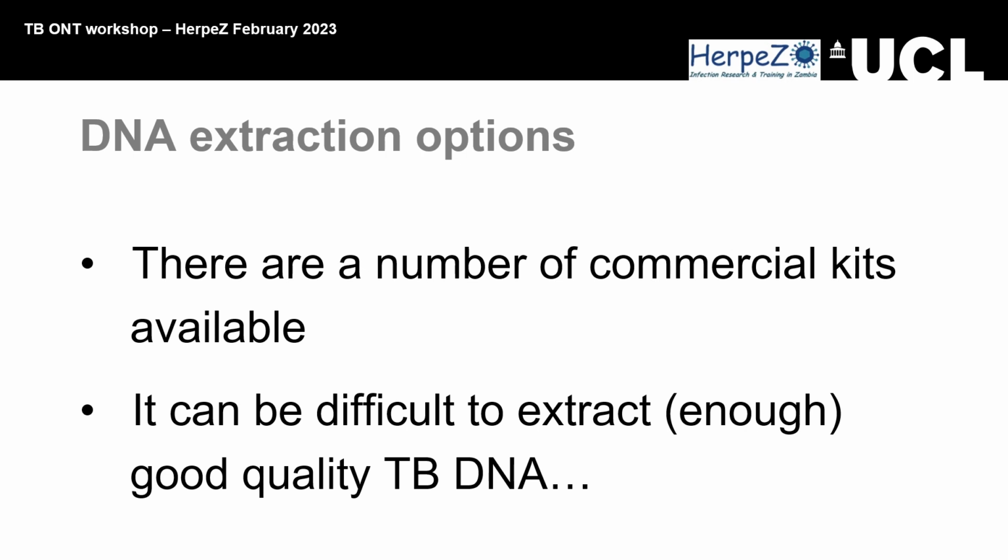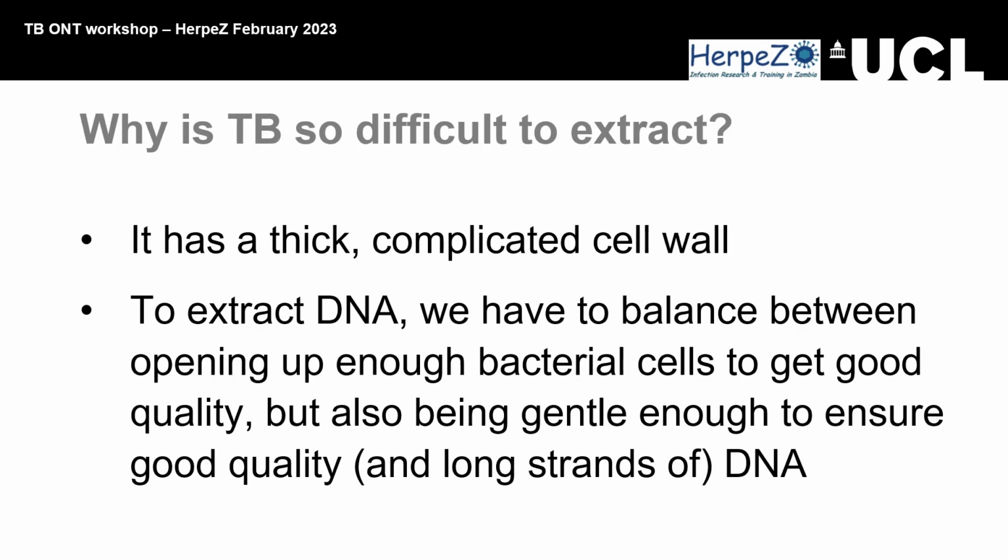So why is TB DNA difficult to extract? It has a thick, complicated cell wall, and about 60% of the bacterium is made up of lipids. So we have to go through the lipids to get to the DNA, so we have to break them. For the kits, I think that would be difficult, but because we're doing CTAB and using SDS, it is easier to break down the cell wall and the lipids.